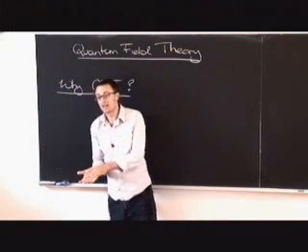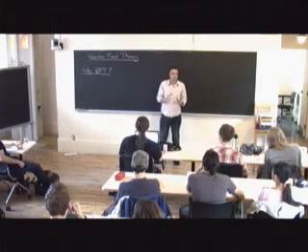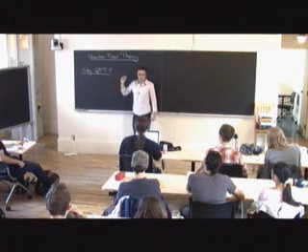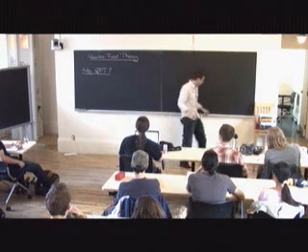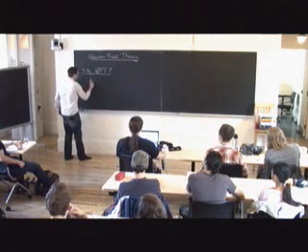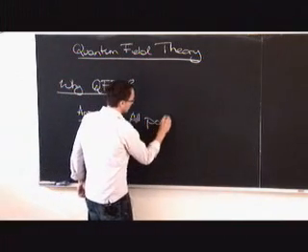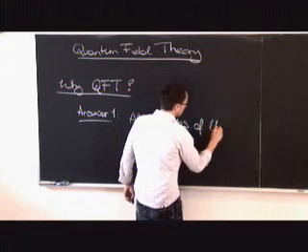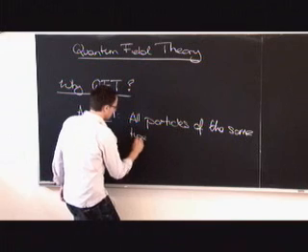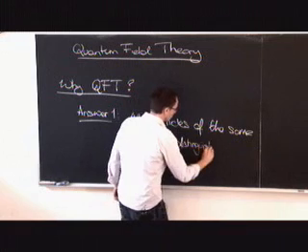That's true in classical physics, and it's also true in quantum field theory. But there are a couple of much deeper, more profound reasons to do with the Q in quantum field theory. Let me try and explain what they are. There's a couple of answers I want to give. Answer one is because all particles of the same type are indistinguishable.